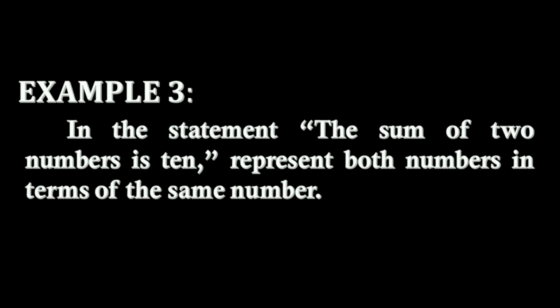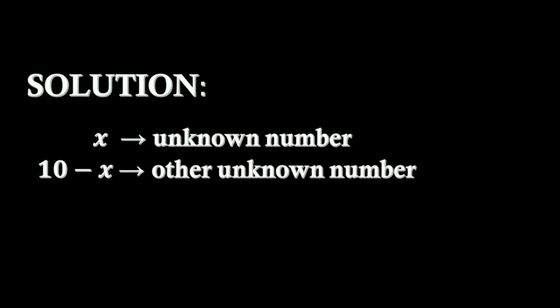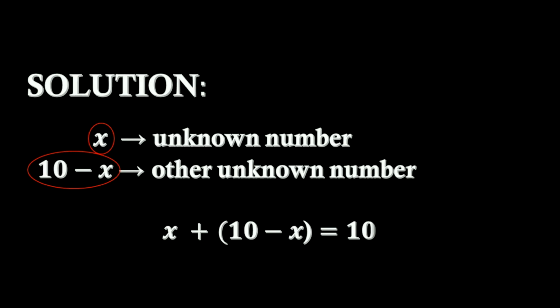How about in the statement, the sum of 2 numbers is 10, to represent both numbers in terms of the same number. So if x is the unknown number, you just have to stand any variable. So if x is a known number and 10 minus x is the other unknown number, therefore this x and 10 minus x. So x plus 10 minus x is basically 10. So that is the final answer.